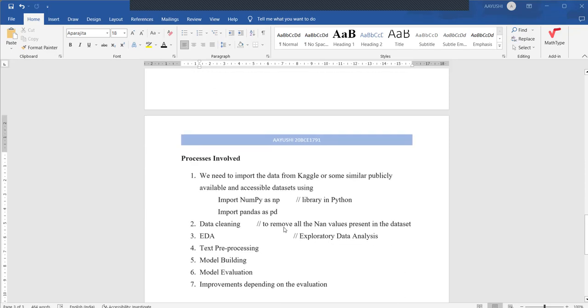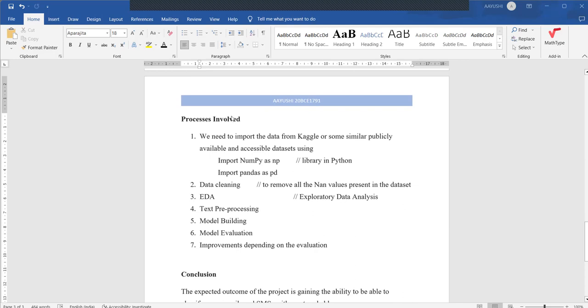The processes which are going to be involved in classifying our email are: first, we need to download or import the data from Kaggle or some similar publicly available and accessible data sets, using the NumPy library and Pandas library from Python. Second, we need to go for data cleaning, as there may be many repetitive values and NaN values present in the data set. We can remove them. Then performing EDA or exploratory data analysis, that may include several statistical data analytics, probabilistic machine learning algorithms also. Text pre-processing can remove some of the non-required text for the spam detection. Then comes the model building, then the model evaluation, and then comes the improvements. Improvements can be done depending on the results we obtained from the model evaluation.